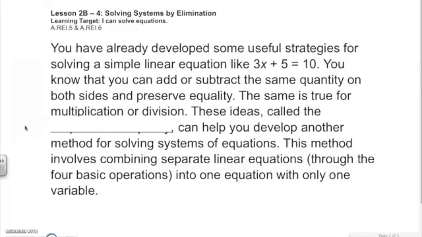Alright, we've already been working on solving systems of equations. So far we've talked about 2 different methods, solving by graphing and solving by substitution. Today we're going to look at a third method, solving by elimination.